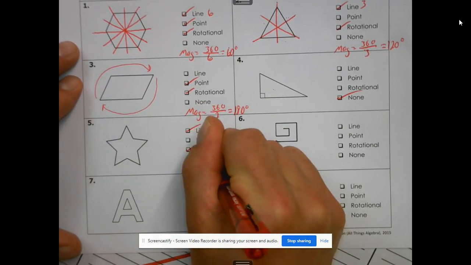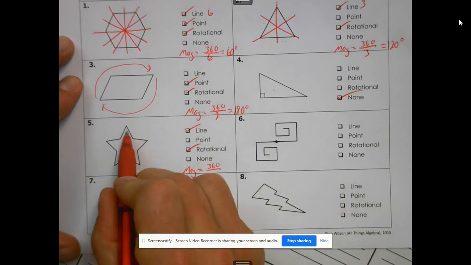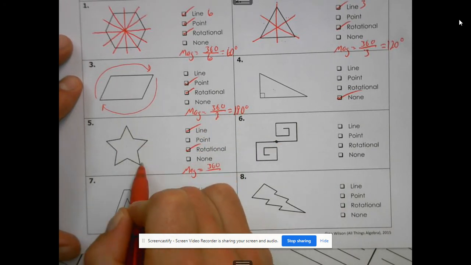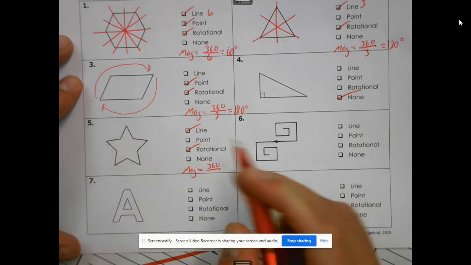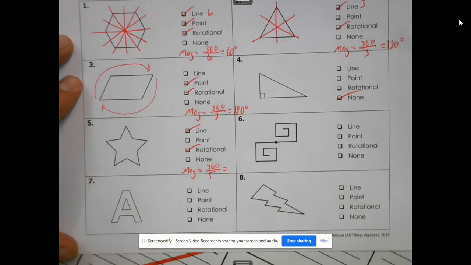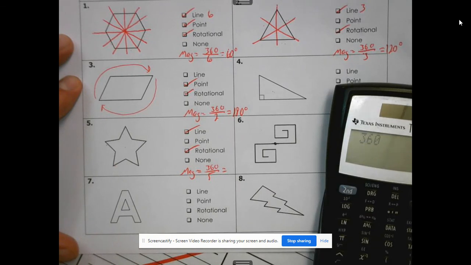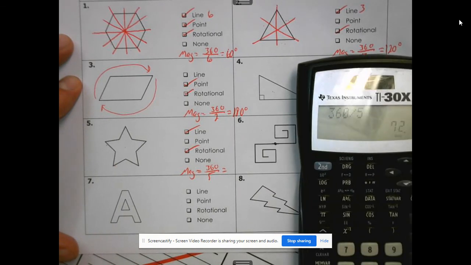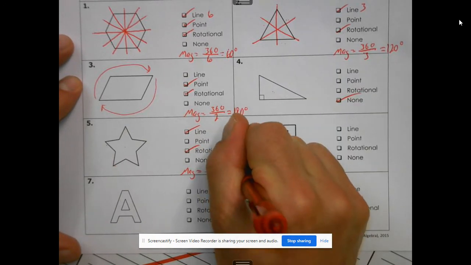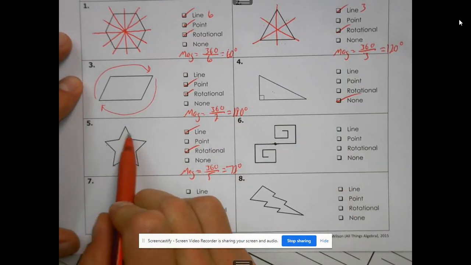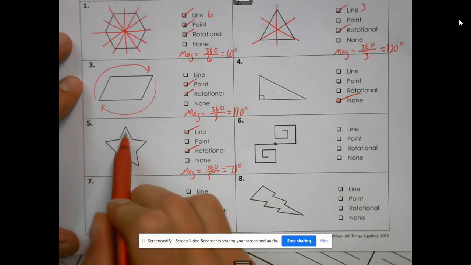Magnitude, 360. You can rotate the star 1, 2, 3, 4, 5 times to get it back to the original. 360 divided by 5. Your magnitude for this rotation would be 72 degrees, which means you can rotate it 5 times at 72 degrees to get it back to the original.